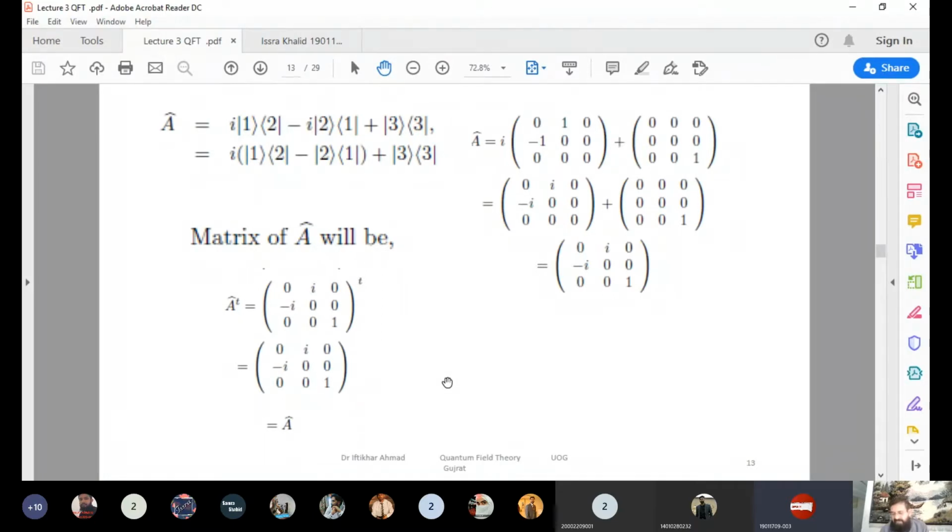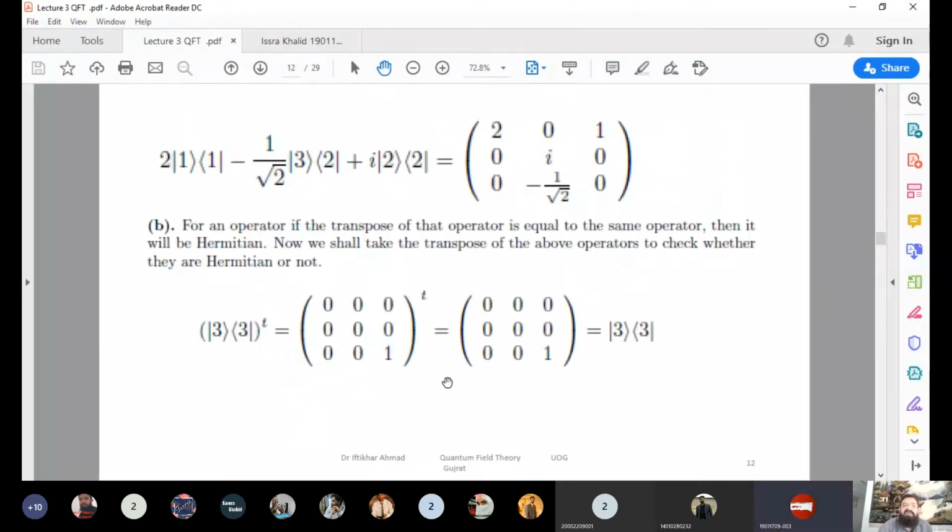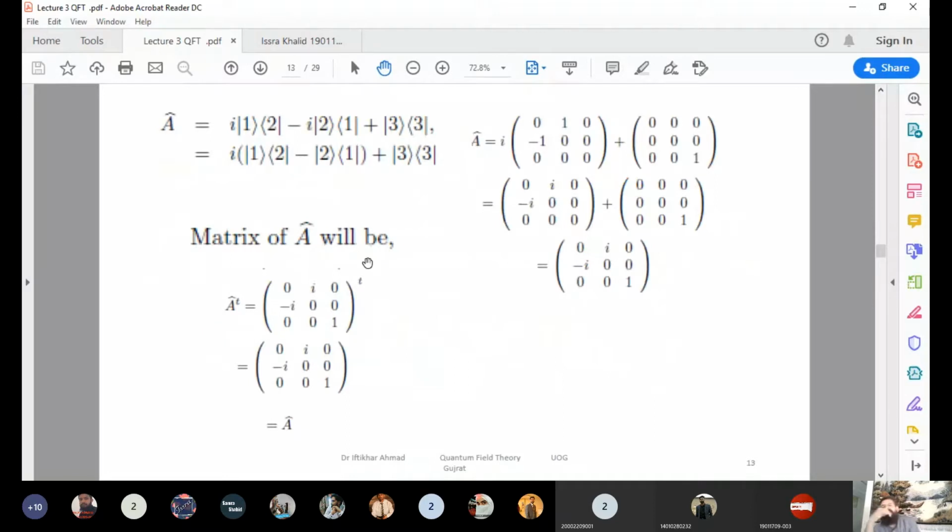No, look here for a minute. Here we are using the definition. What is the definition of a Hermitian operator? Here you can see it. For an operator, if the transpose of the operator is equal to the same operator, then it is called a Hermitian operator. So we are not taking the complex conjugate here.